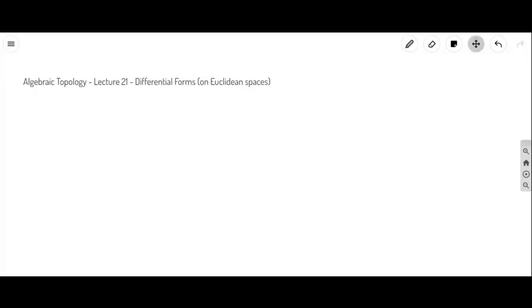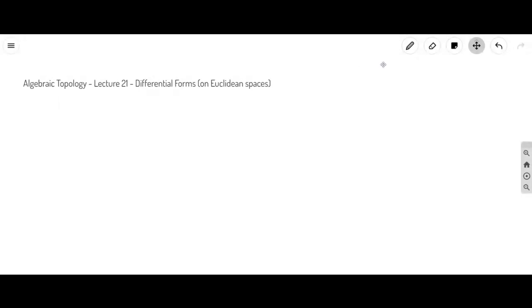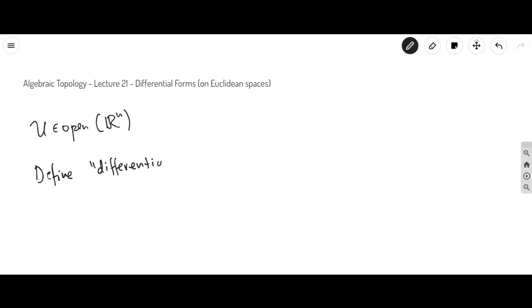In this lecture, we're going to define differential forms. And we're going to do this in two steps. We're going to define them on Euclidean spaces. So what we're going to do is take U to be an open subset of Euclidean space, and we're going to define what are known as differential forms on U.